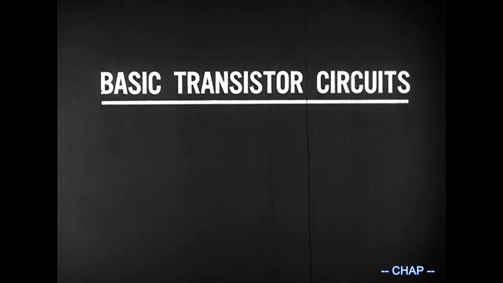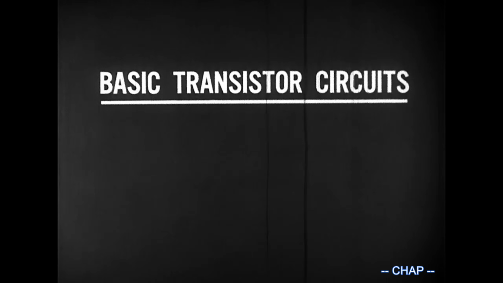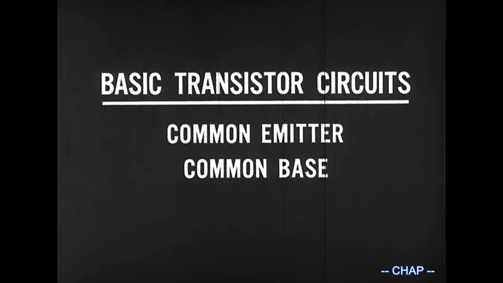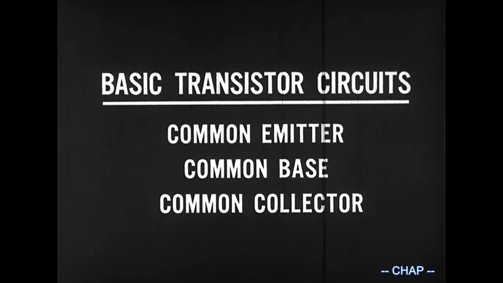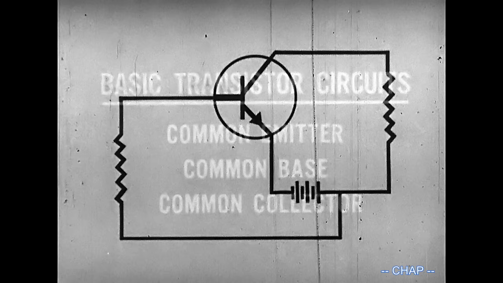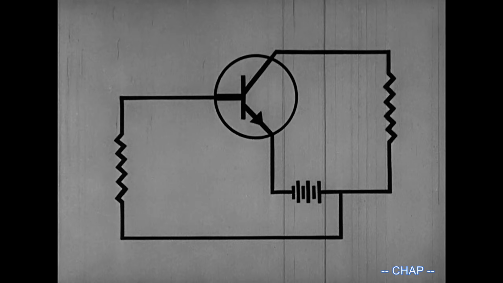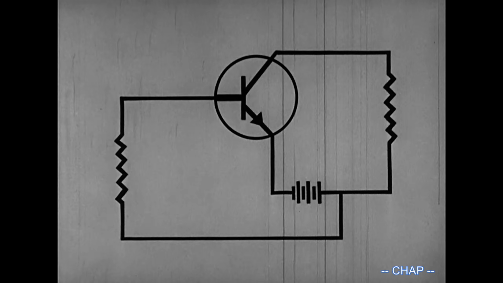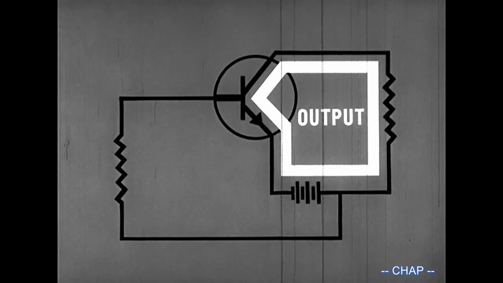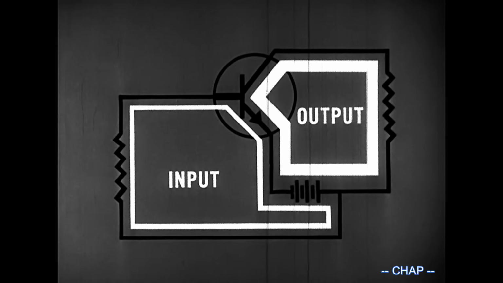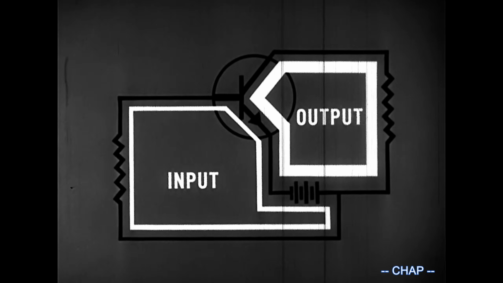There are three basic configurations or circuits used with transistors. They are the common emitter, common base, and common collector circuits. Let's examine this circuit and see which it happens to be. This is the output circuit, and this is the input circuit. Note that as far as the transistor is concerned, only the emitter is common to both input and output circuits.